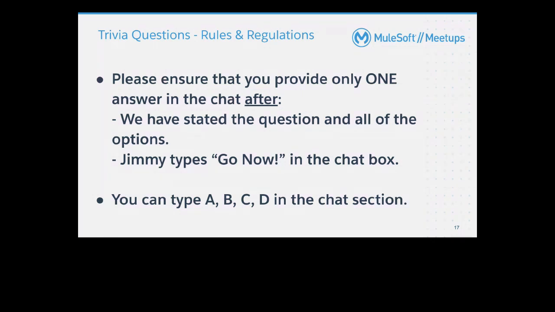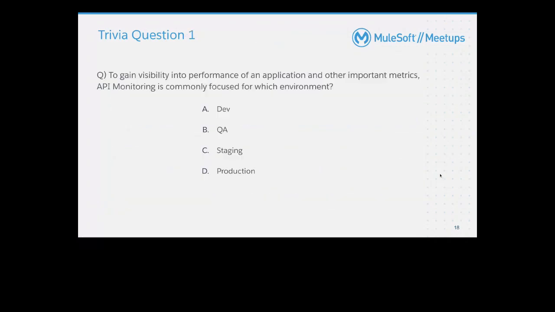All right, let's go ahead and present the first trivia question for our MuleSoft community for today. All right, question 1. To gain visibility into performance of an application and other important metrics, API monitoring is commonly focused for which environment? Is it A, dev, B, QA, C, staging, or D, production? Wait until Jimmy types "go now." There you go.